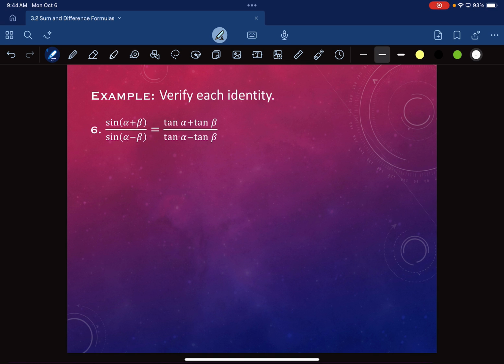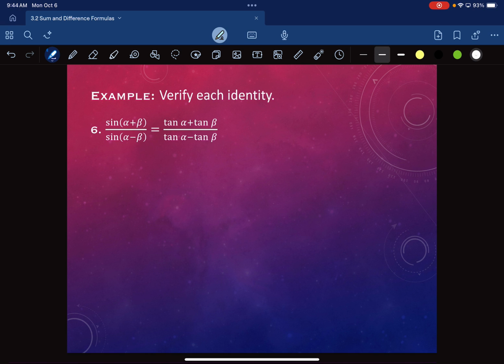Which side do you think may be the more complicated one to work with? The right side, the tangent side. Yeah, I think so too. And not only that, it's helpful because I know how to write tangent in another way very quickly.